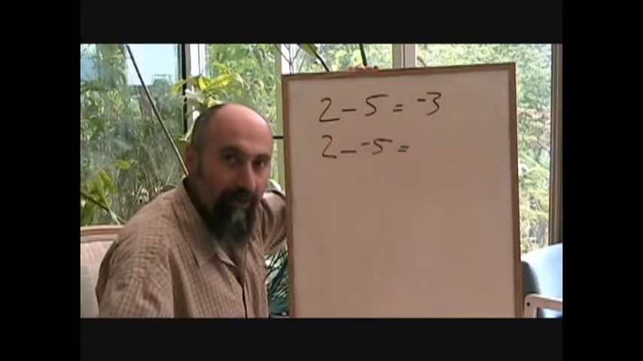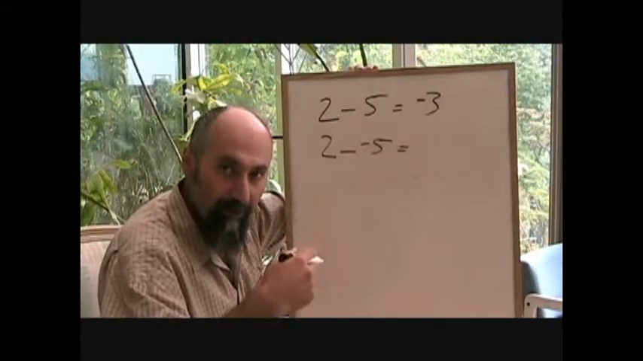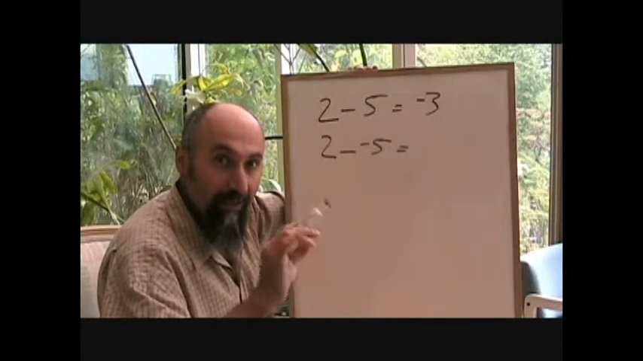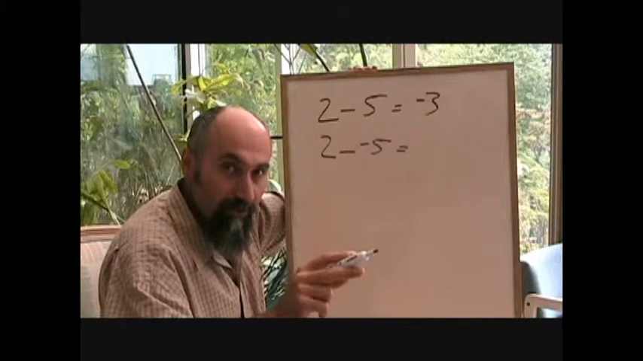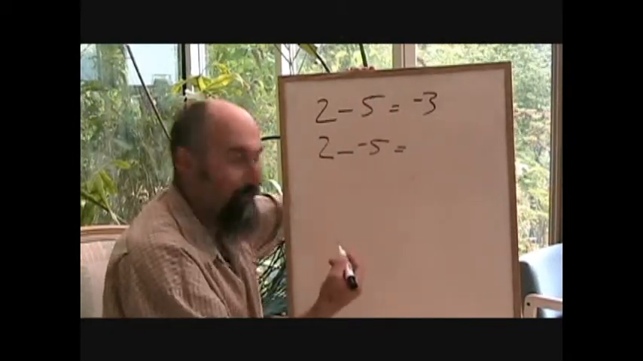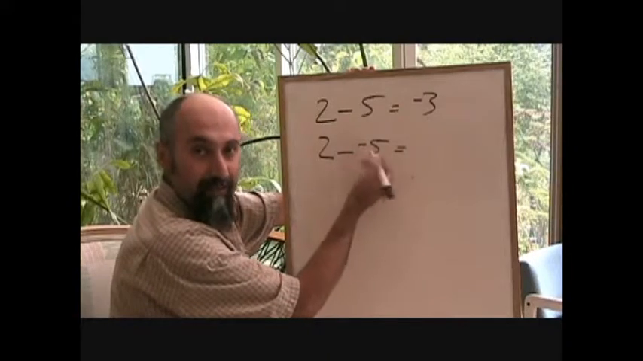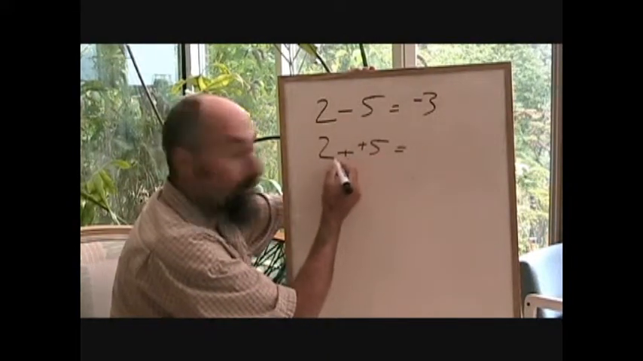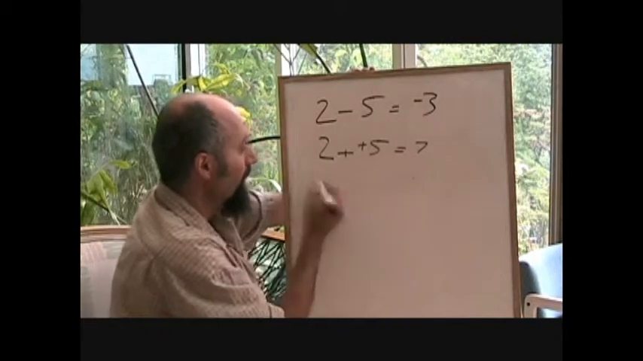If you're trying to do it, you have to consider what we talked about just a moment ago about multiplying negative numbers. If you multiply two negative numbers, you're going to get a positive. And this acts as a multiplication of negative numbers. So a negative and a negative makes it positive. So 2 minus negative 5 is really 2 plus 5, which is 7.